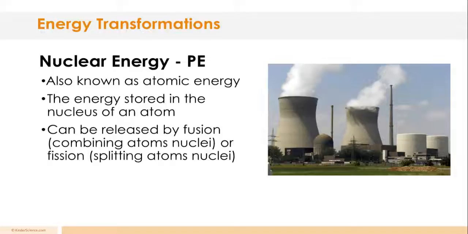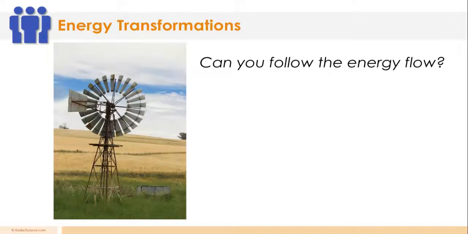It can be released by fusion, combining atoms in the nuclei, or fission, splitting atoms in the nuclei. So you'll need to be able to remember the difference between fusion and fission as we continue to study nuclear energy next week. And so nuclear power plants are a great example of that. The sun would also be one.